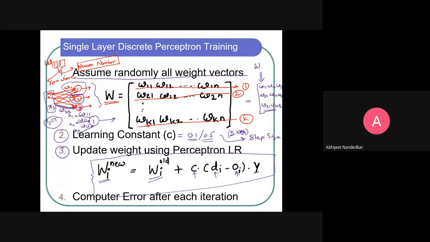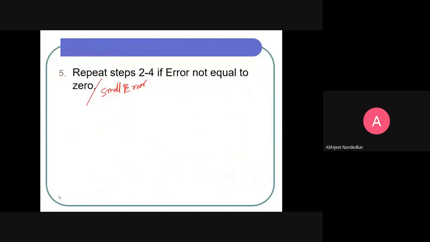Now the fourth step is to compute the error for each iteration, and if the error is not 0, repeat the above steps. In practical cases, since my data may not be linearly separable, I can say if the error is less than or equal to some small number, then stop. Practically we do it like this.